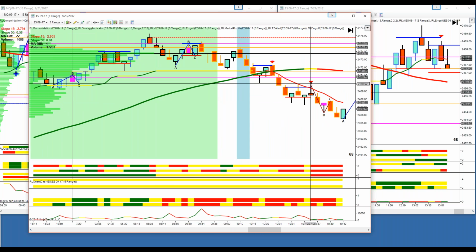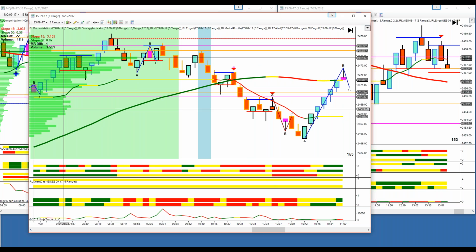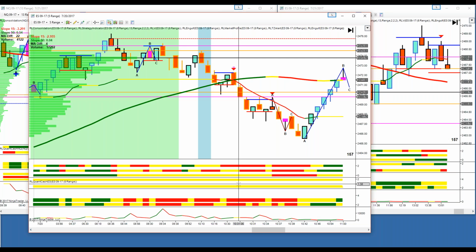There's your consolidation entry. There's your magenta dot hiding for your double engulfer. There's your ABC entry. Here's the 50. Here's the modified 15. Here's market profile, background bias. Here's our futures quants. Here's our cash quants. And here's order flow and momentum.